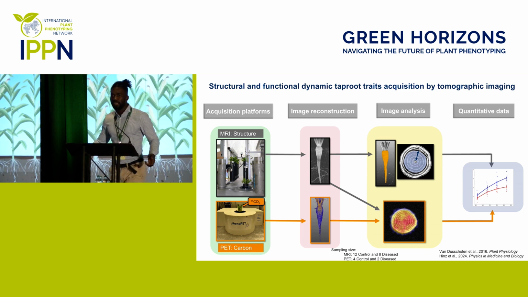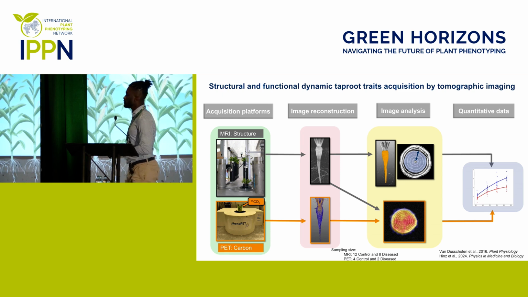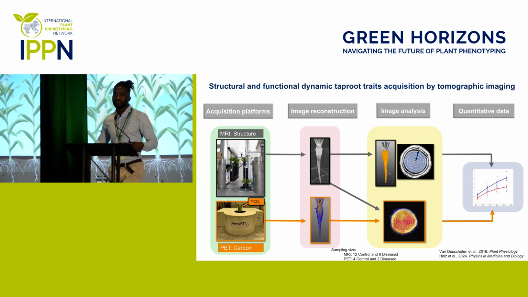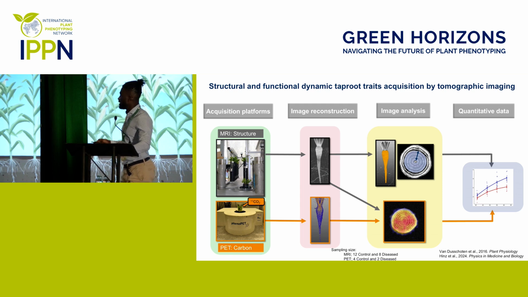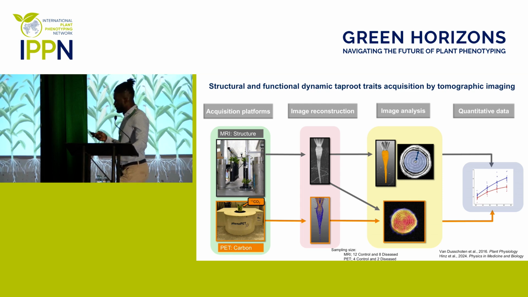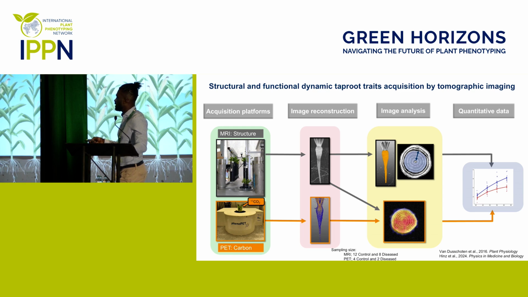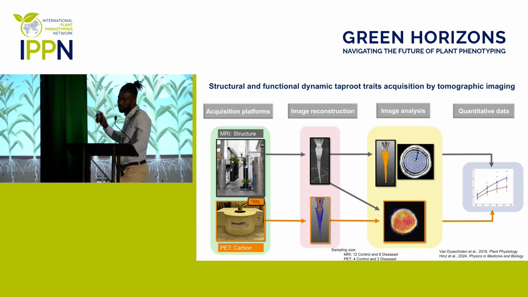So after we acquire such expensive phenotypic data, what we do is reconstruct those images into several projections, basically either two-dimensional projections or three-dimensional projections. The next thing is to extract the phenotypic trait we are interested in. So from a single MRI, we are able to extract structural information, basically the taproot volume, and also quantify cross-sectional anatomical features. I will dig a bit deeper later.